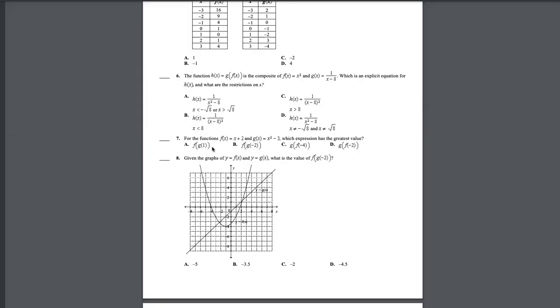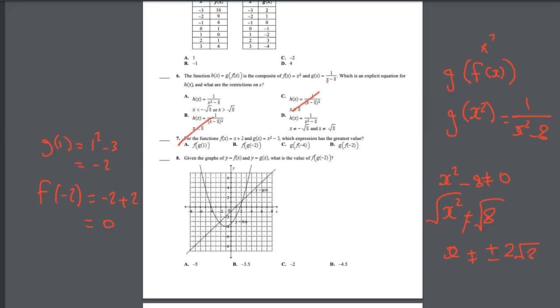So one gave me, I can't remember what one gave us. Let me, the f of, okay. Yeah, so that gave me, we did the g of, hold on a second, where am I? So we're here, we did g of 1, which gives me negative 2, and then when I put it in the f, it gave me 0.